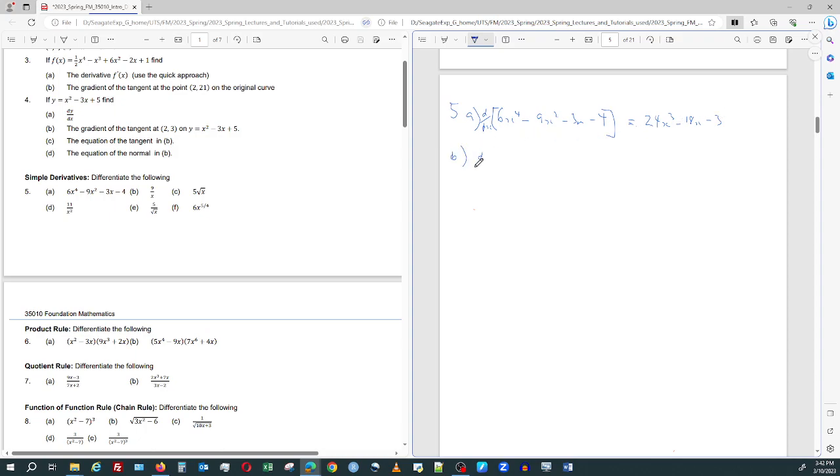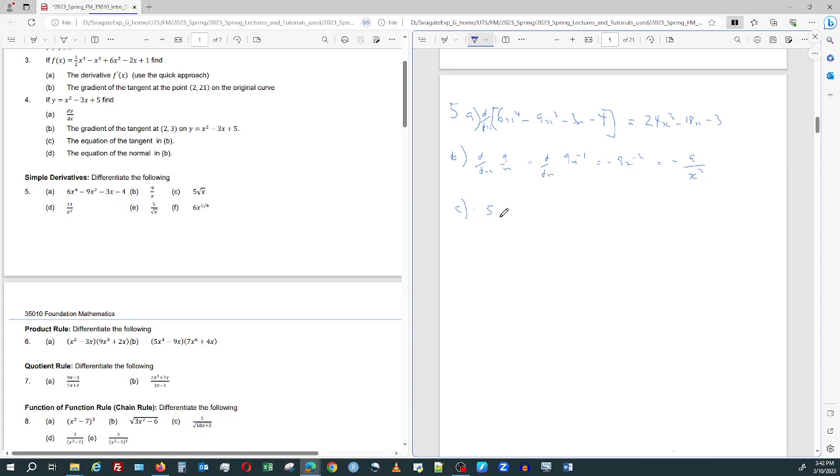d/dx of 9 over x, which is d/dx of 9x to the minus 1, and that will be equal to minus 9x to the minus 2, which is equal to minus 9 over x squared. So if we take our time, we can resolve everything.